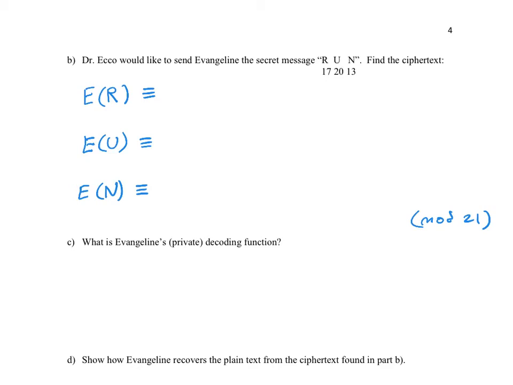And to send things to Evangeline, her encoding power was 5. So we would take R, which is 17, and raise it to the power 5. And U, which is 20, raise that to the power 5. And for N, that's 13, we'd raise that to the power 5. So let's practice our modular arithmetic. I want you to try to reduce these down to their corresponding remainders in mod 21, and then we'll give the answer in just a few moments.